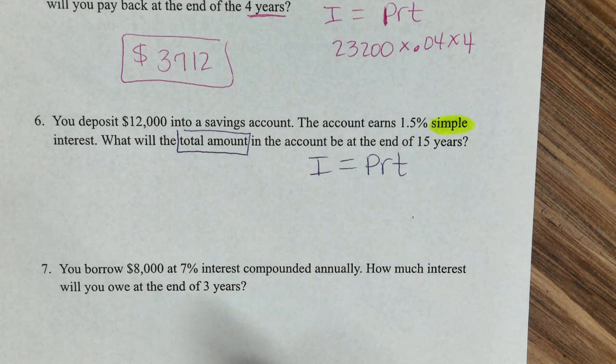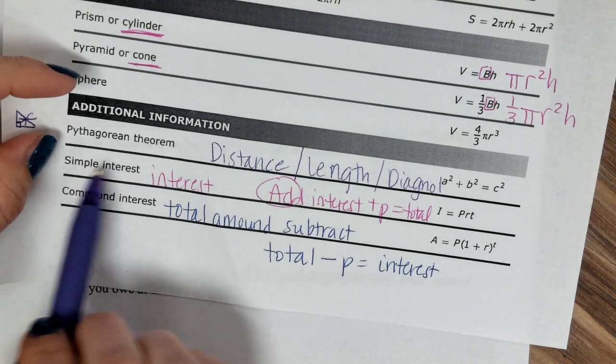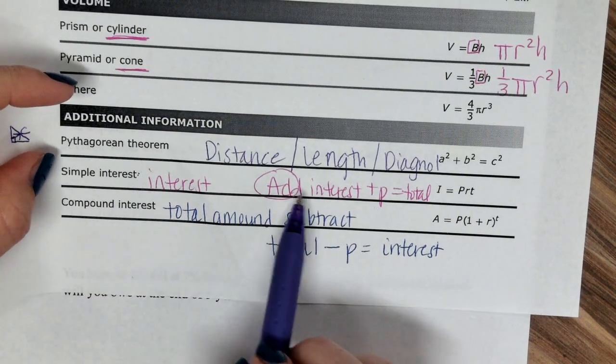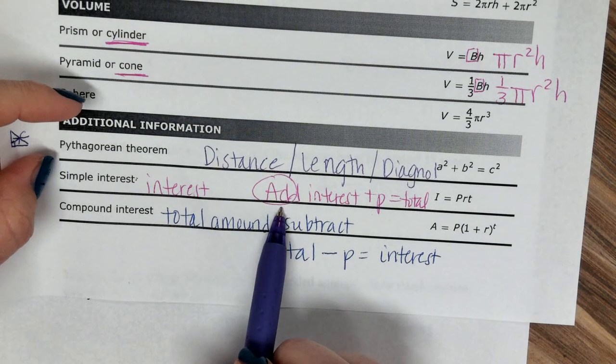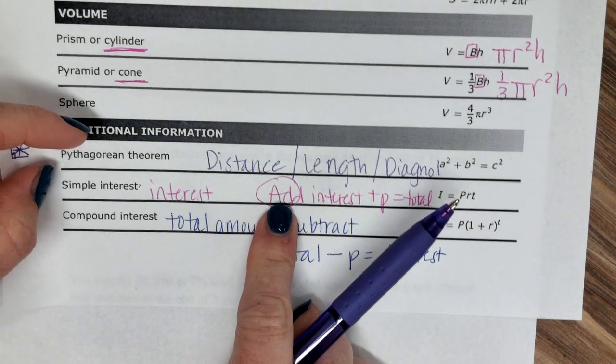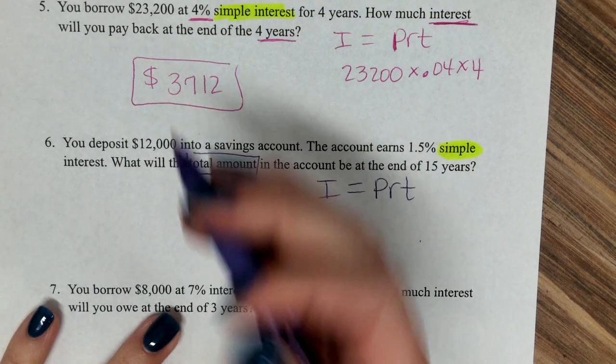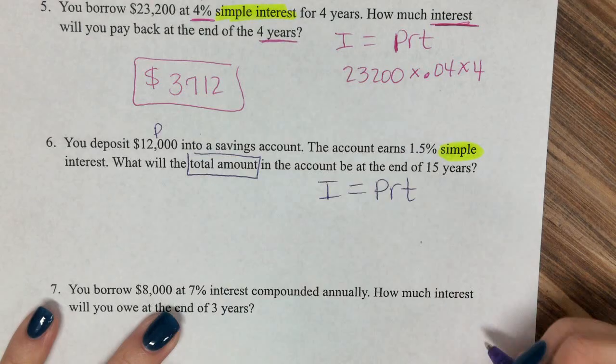No. So I'm going to go to my star chart and say, hey, after I use the formula for simple interest, what am I going to do to get the total amount? Guys, we wrote it down. Look, we're going to add. So we got to use this formula, and then we're going to add. All right, what's the P, the principal?